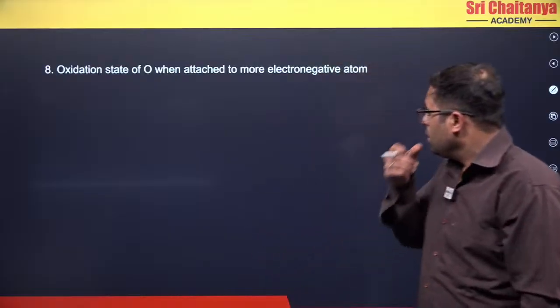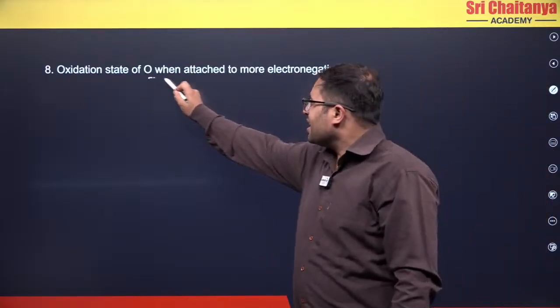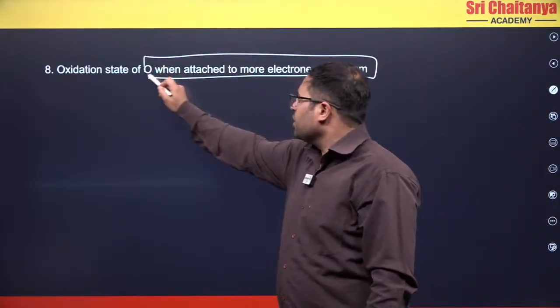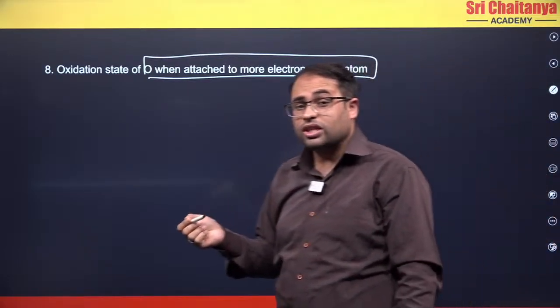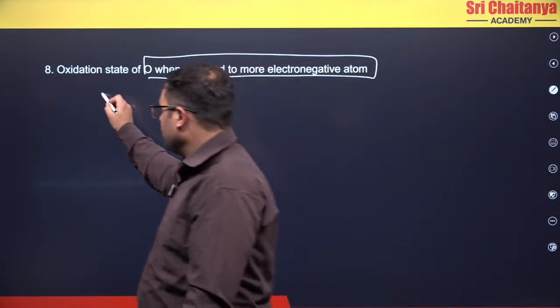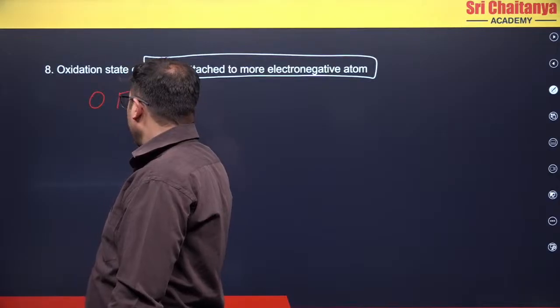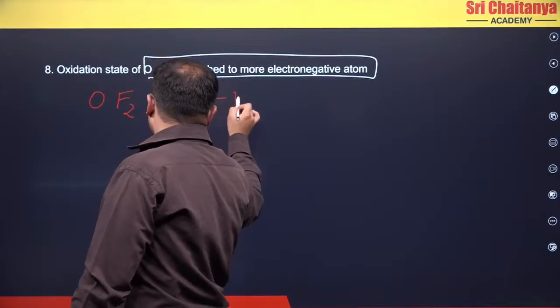Now, when oxygen is attached to a more electronegative atom, can you tell me an example? More electronegative than oxygen is only one, fluorine. So OF2. So you have F.